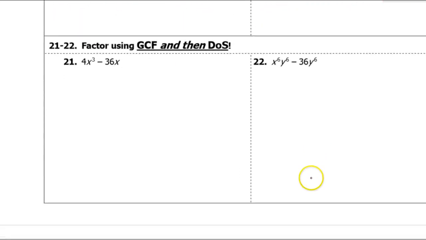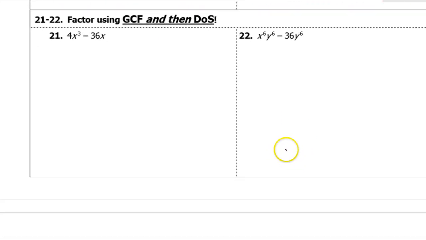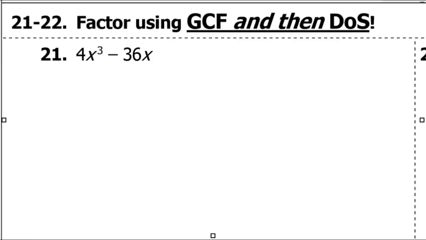Now, for the remaining problems, we're going to do a combination of difference of squares and GCF. We always will do the GCF first if it exists. So let me zoom in. So let's factor out the greatest common factor. Do both terms have x's? Yes. So that means my GCF will have x's. But how many? Well, the first term has 3, the second term has 1. So the lesser amount is 1, so that's how many I can bring out.